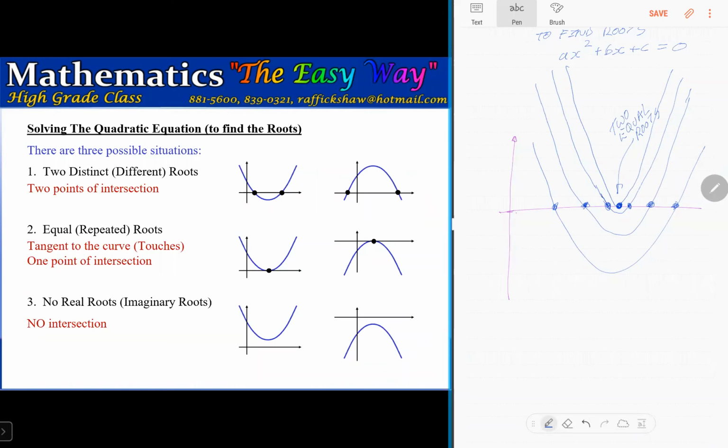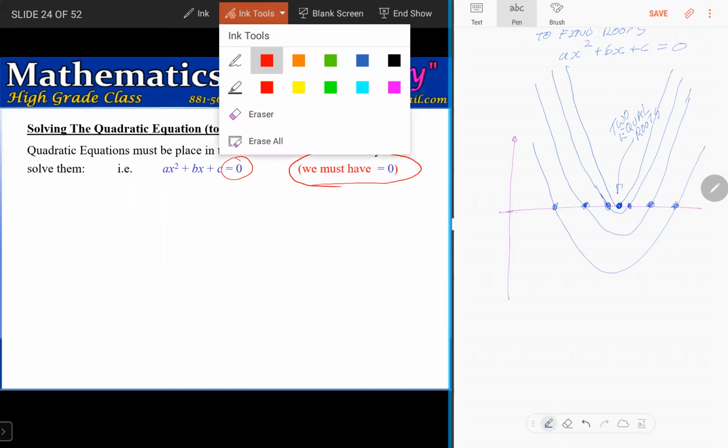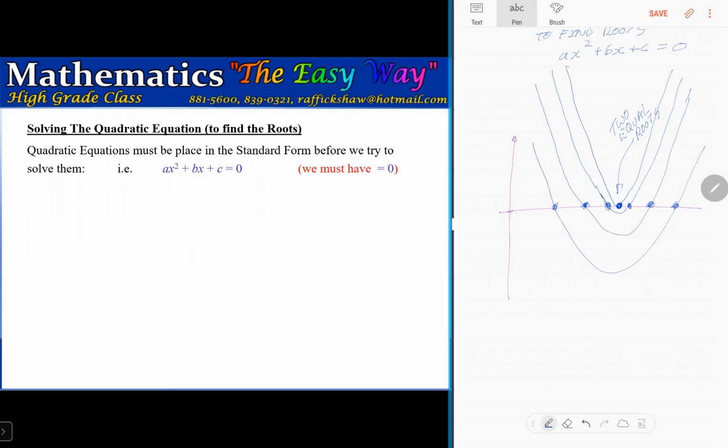So moving along now, we come to how do we solve it? Now, there are certain conditions that you must have before you try to solve it. The first thing is that you must put it in the standard form. You must have the equals 0. Before you try to solve any quadratic equation, you have to make sure that it is in the standard form first. In other words, you must have the equals 0.